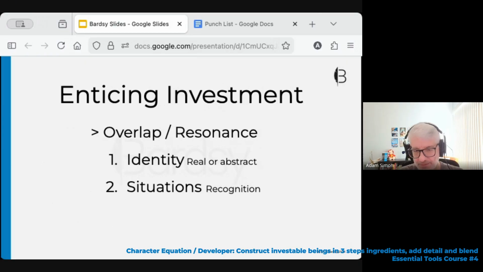So how do you get people to invest? Well, it's hard, right? People have a lot to do in their lives. Doom scroll, ADD, all those maladies of contemporary society. What you're looking to do is to create some kind of overlap or resonance, right? You want the reader and character to come together. And there's really only two ways to do that. The first is some kind of identity, right? A shared identity. And these are easy ones, right?